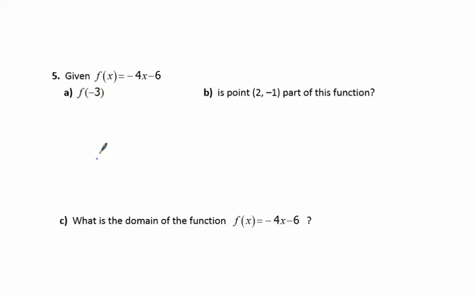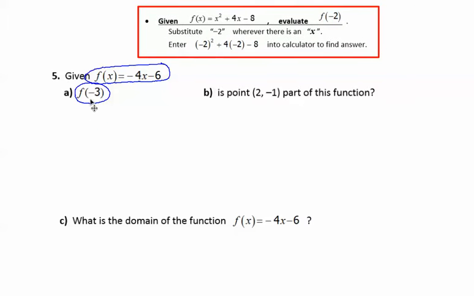The final problem, given this function right here, they're asking you in symbol form to evaluate the function when x is -3. So it's important to remember that this notation means wherever there is an x in the function, you are going to substitute a -3. And that is what our instructions on our notes show us in that other example.